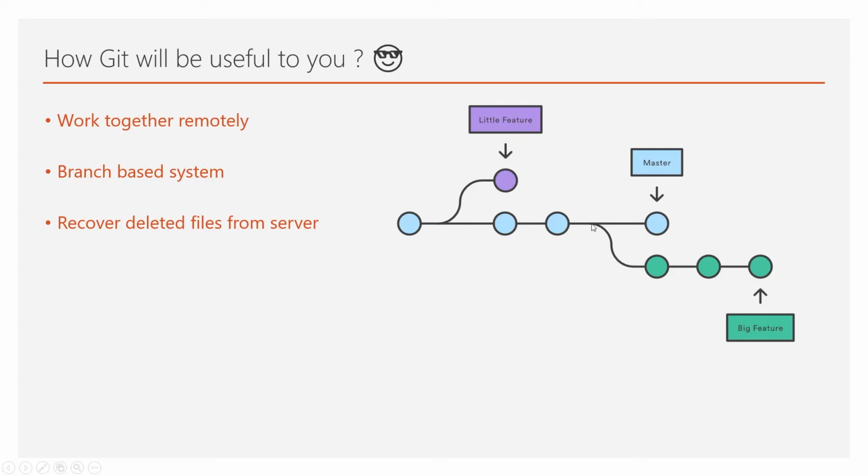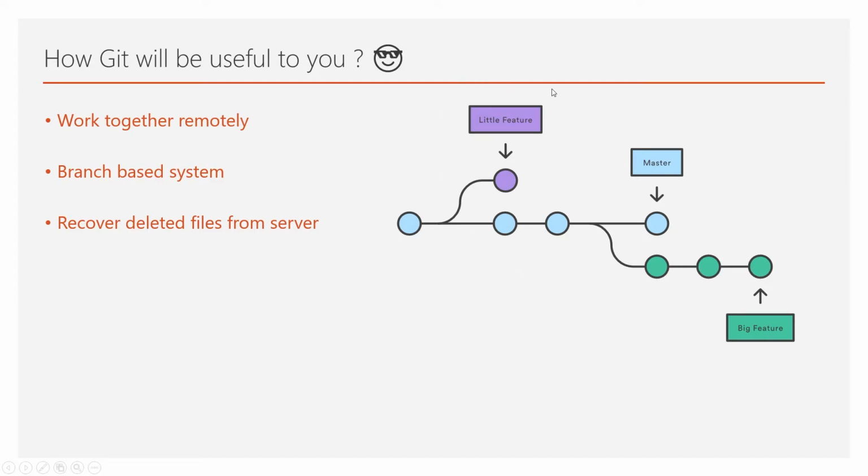Suppose this is the master branch, which is the main branch of our project. Then we want to add some features, so we will create this little feature branch. Then, some time later, we will again create a new branch for some big feature.